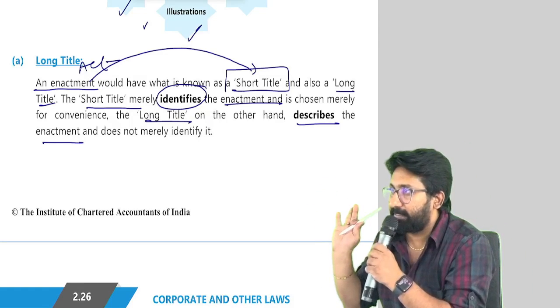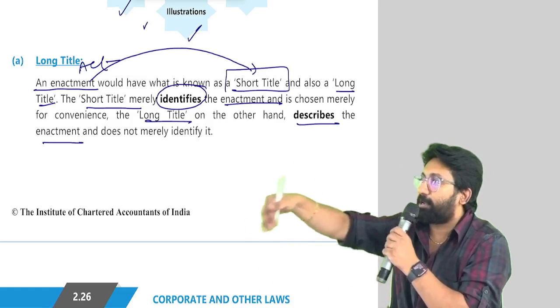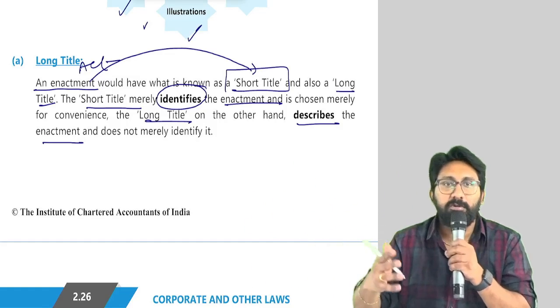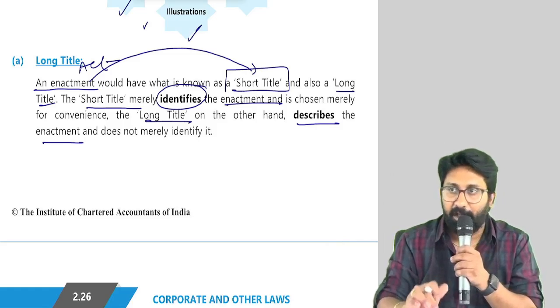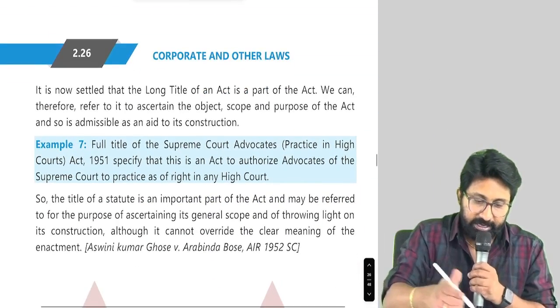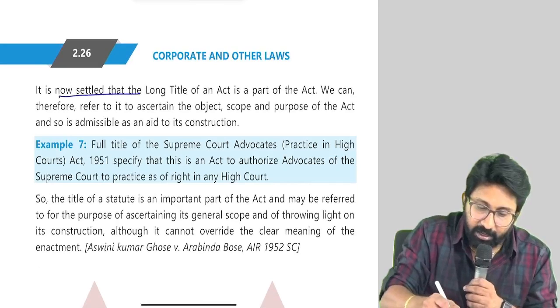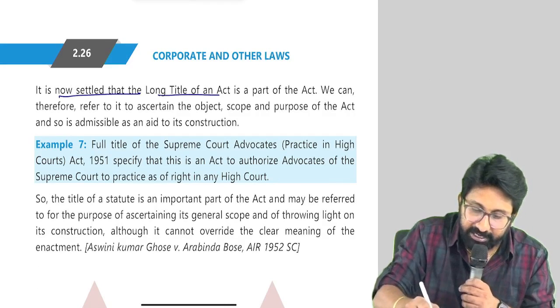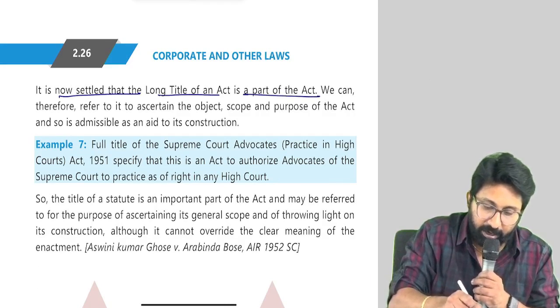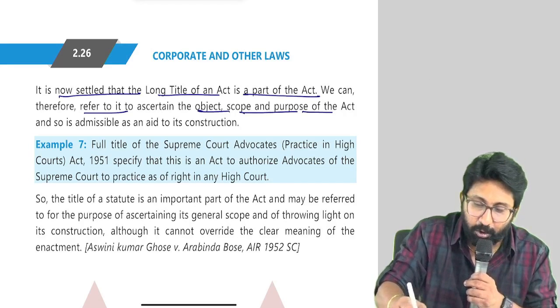Now, that long title business is not there. Instead of long title, what came now? Preamble, which gives you the full explanation of what the purpose of a law is. Okay. Next. It is now settled that the long title of an act is a part of the act. We can therefore refer to it to ascertain the object, scope and purpose of the act.